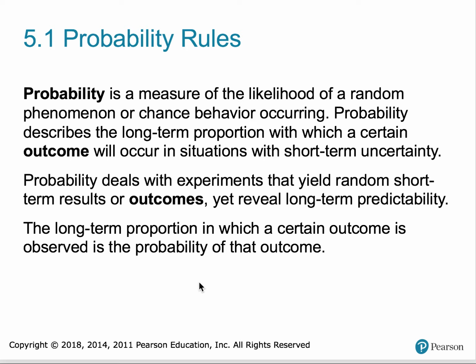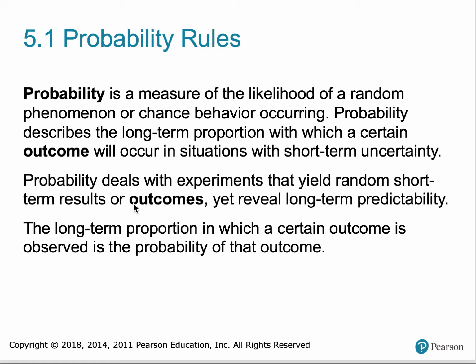Think of the probability of an outcome as the likelihood of that outcome happening. So if something has a high likelihood of happening, it's going to have a high probability. If something has a small chance of happening, it's going to have a low probability. So Chapter 5, 5.1, is probability rules.